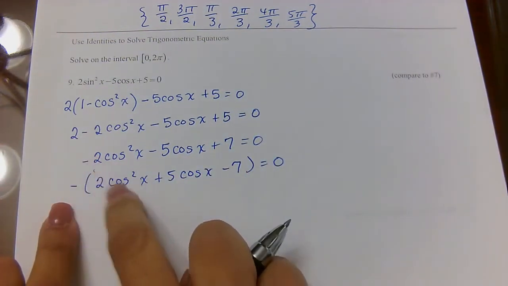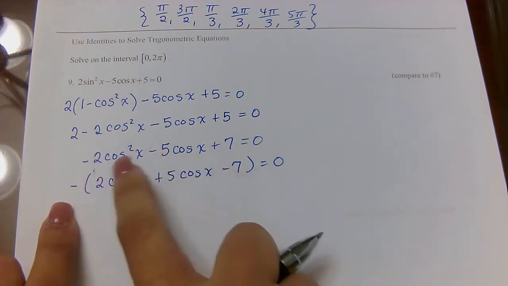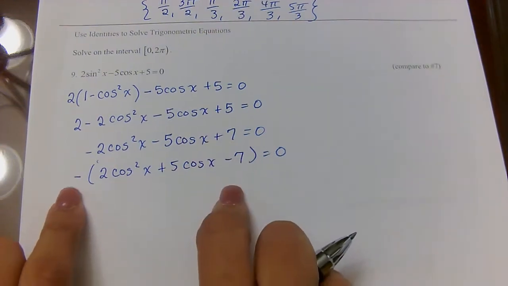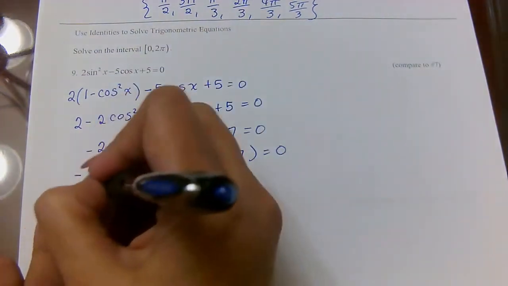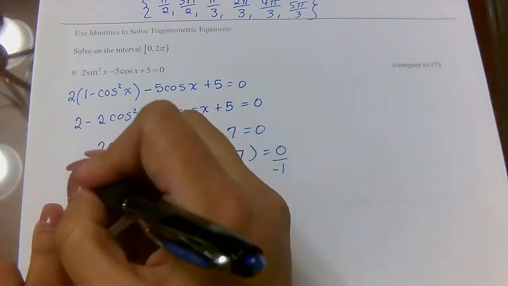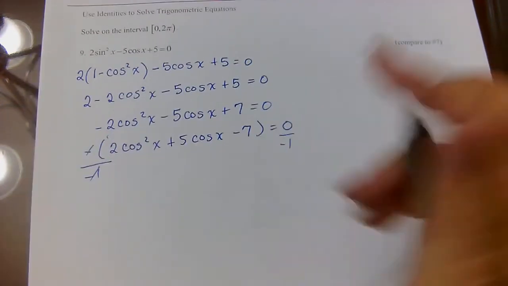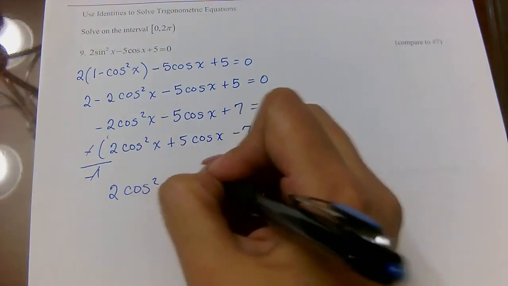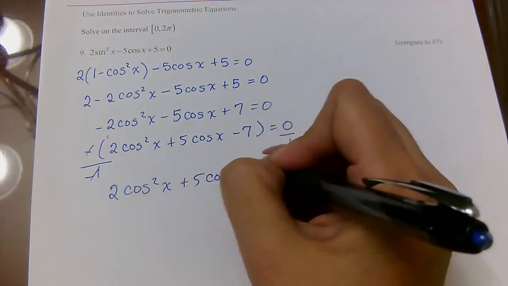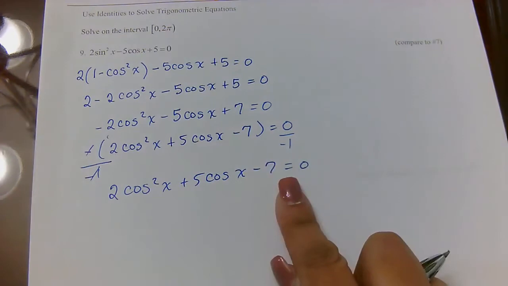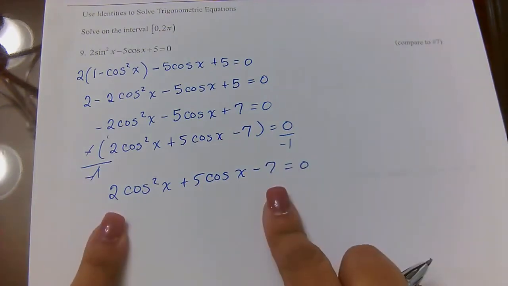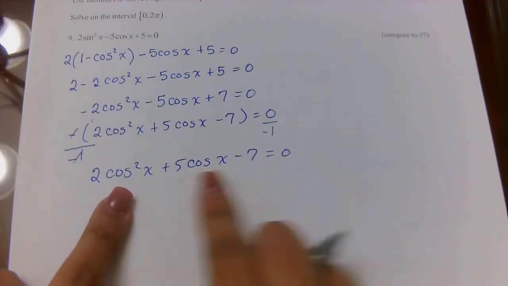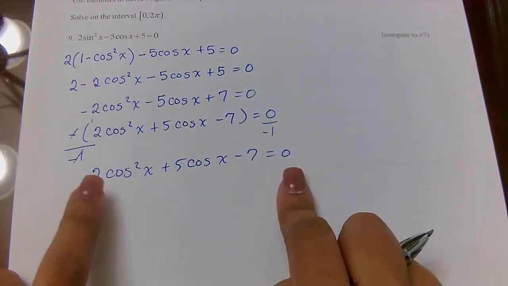So if I distribute that negative back in, you could see that I still have the same signs that I have in the previous statement. Now if I divide by a -1, then these will cancel. So I'm left with 2 cosine squared x plus 5 cosine x minus 7 is equal to 0. Now it looks exactly like it does on number 7, but we're using different trig functions. So let's go ahead and factor by groups.